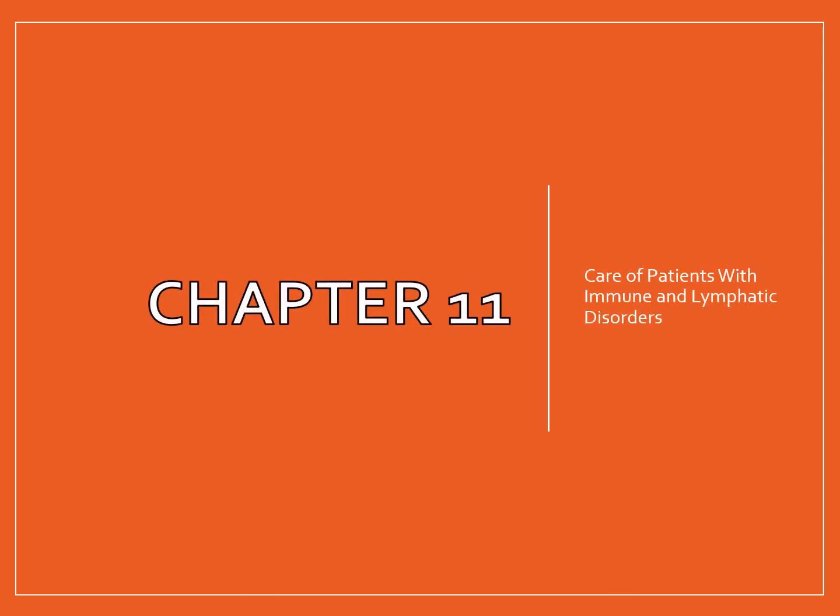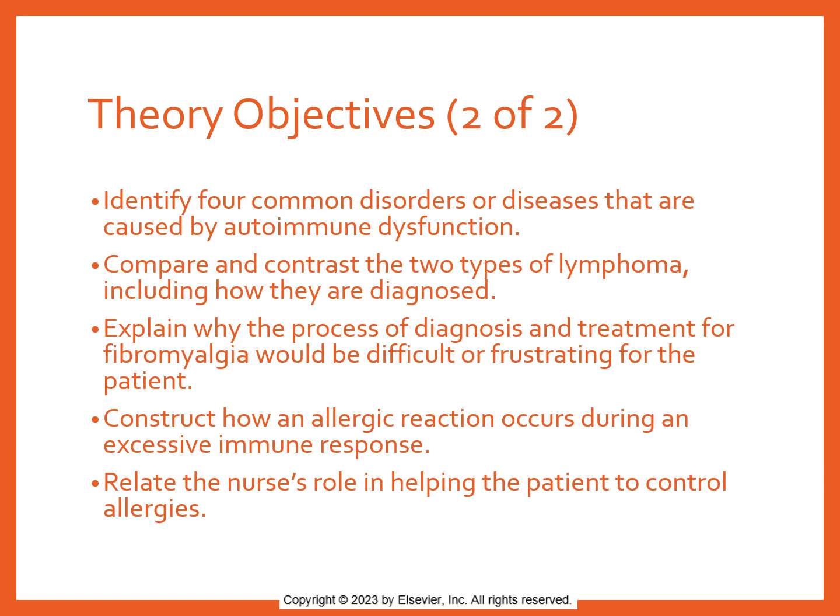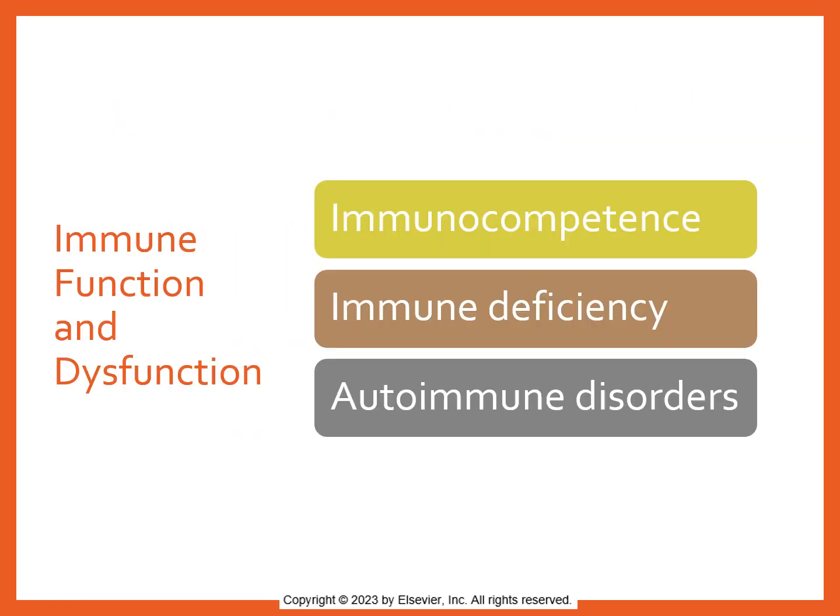This recorded lecture will be going over Chapter 11, Care of Patients with Immune and Lymphatic Disorders, in the MedSurg textbook. An immune system that functions properly creates immunocompetence. Abnormal responses of the immune system are typically the result of an infection, medical therapy, or exposure to select toxins.